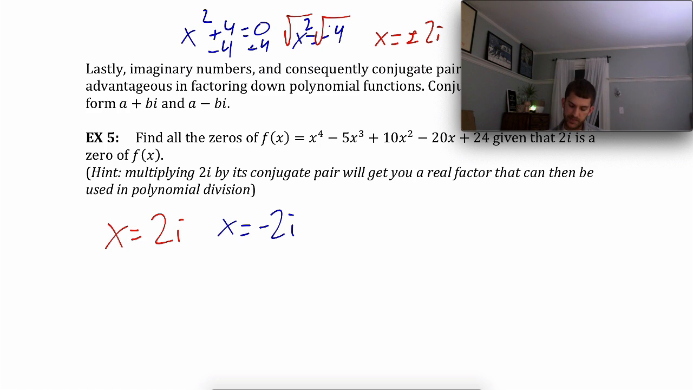Now, for the positive 2i, the factor equivalent would be x minus 2i. For x equals negative 2i, it'd be x plus 2i.